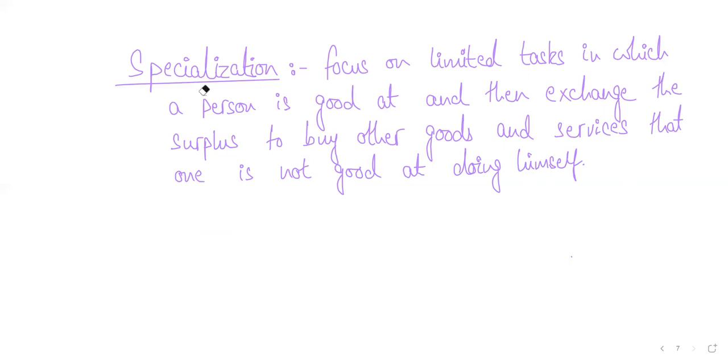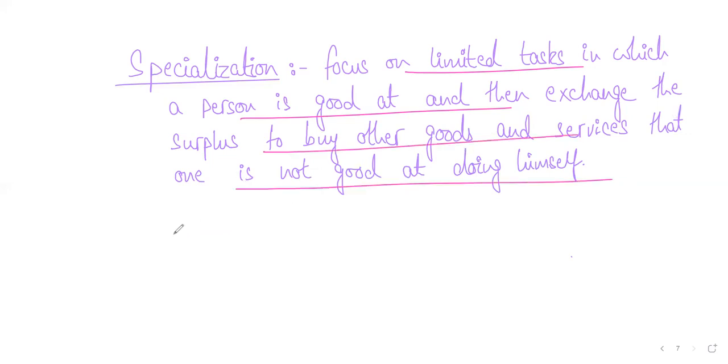So coming back to the point, what is specialization? Specialization is focusing on limited tasks in which a person is good at, and then exchanging the surplus to buy other goods and services that one is not good at doing himself. So what will a teacher do? A teacher will only teach, and in exchange, we are talking about the barter system at the moment, a teacher will only teach and in exchange get the other services.